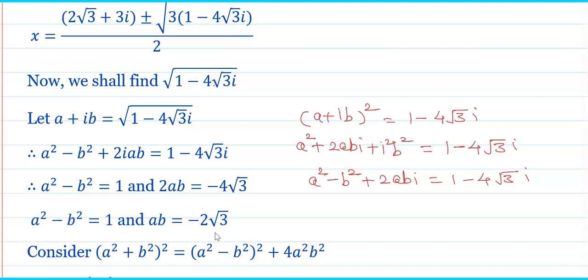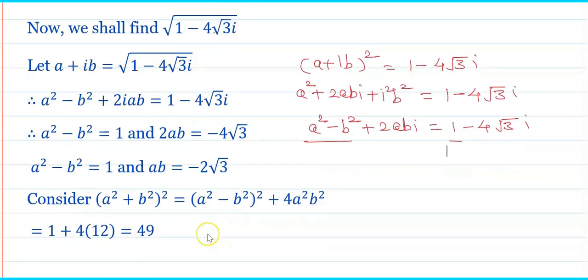Equating the real and the imaginary part from both sides. The value of a square minus b square is equals to 1 and the value of 2abi is equals to minus 4 root 3i. Okay. Again the 2 here will cancel. Then you will get ab is equals to minus 2 times root 3. Again here we have the value of a square minus b square is equals to 1.